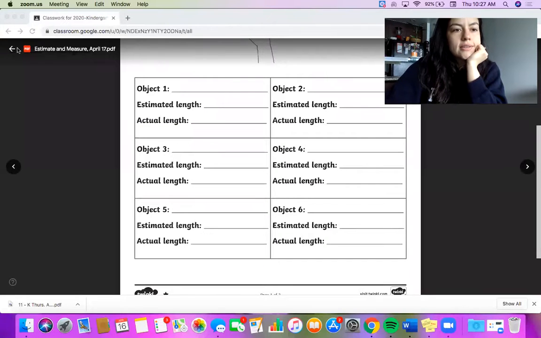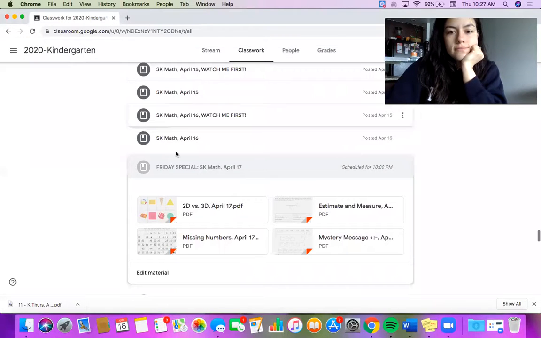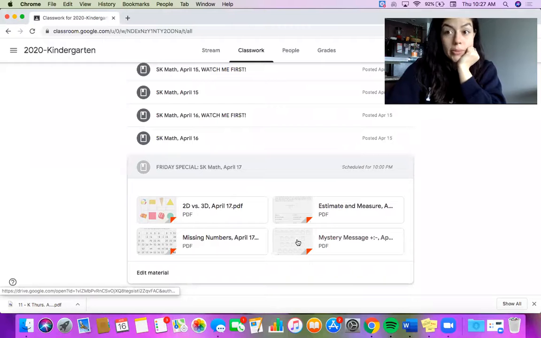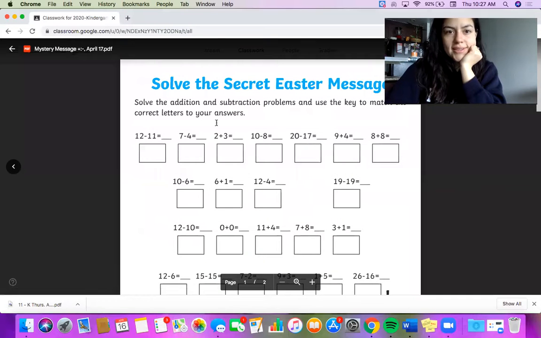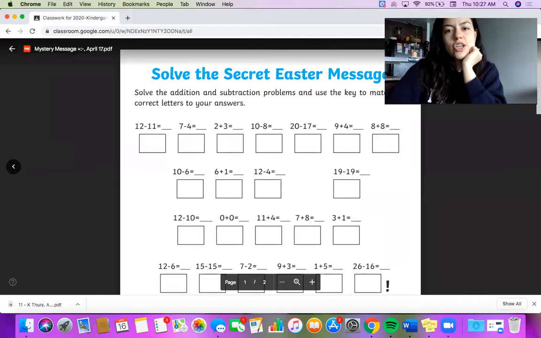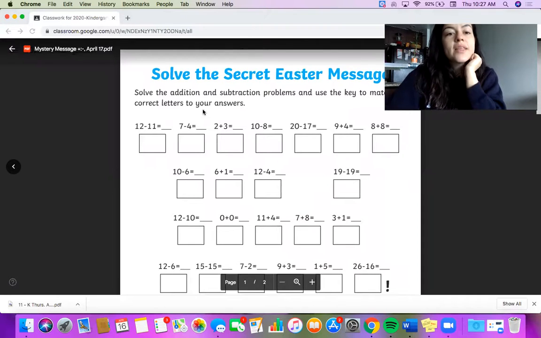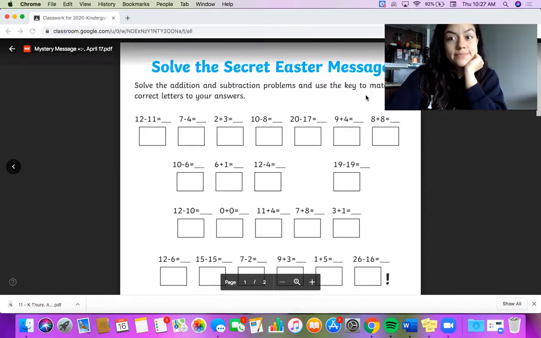And your last activity, this one right here, probably my favorite one. It has a secret message. Here it says solve the secret Easter message. So what you have to do for this one, solve the addition and subtraction problems and use the key to match the correct letters to your answers. So there are addition and subtraction problems here.